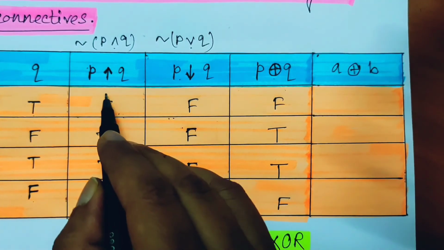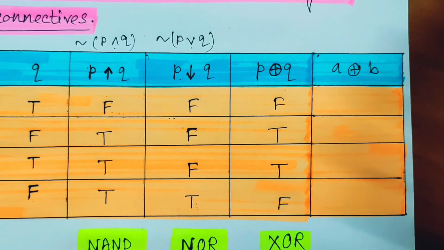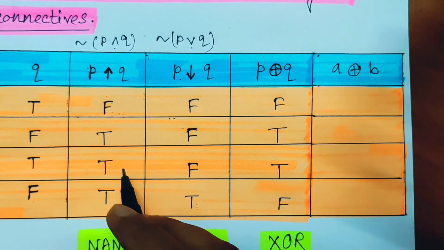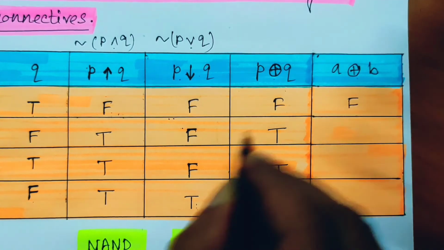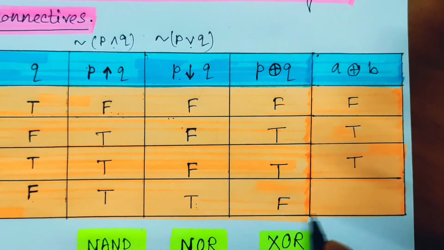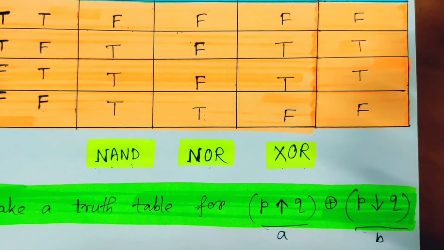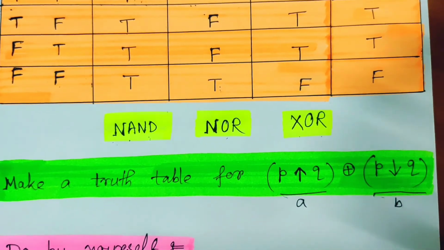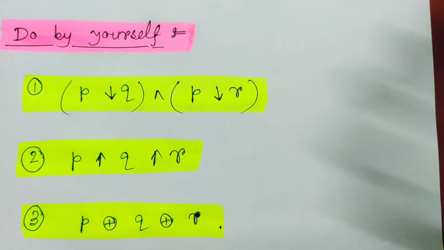If we take the connection between these two, this XOR means when both are true, then it is false, when both are false, then it is false, and if either of them is true, then the outcome is true. So as both are false, its outcome should be false, and here true false, so it is true, here true false, so it is true, and here both are true, that means it is false. So this is the truth table for this given expression. Similarly, we can find out the truth table for any such expression. Here I am giving you three questions. You should do them by yourself and create your truth table.